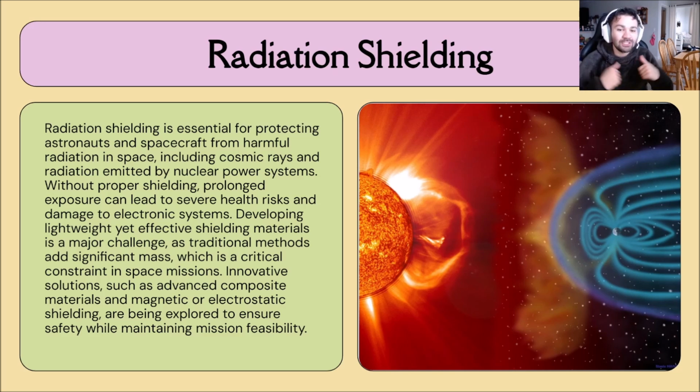But radiation shielding. Radiation shielding is essential for protecting astronauts and spacecraft from harmful radiation in space, including cosmic rays and radiation emitted by nuclear power systems. Without proper shielding, prolonged exposure can lead to several health risks and damage to electronic systems. Developing lightweight yet effective shielding material is a major challenge, as traditional methods add significant mass, which is a critical constraint in space missions. Innovative solutions such as advanced composite material, magnetic, electrostatic shielding.